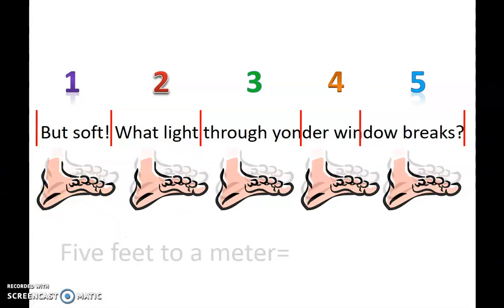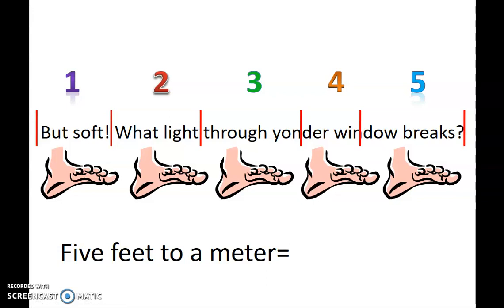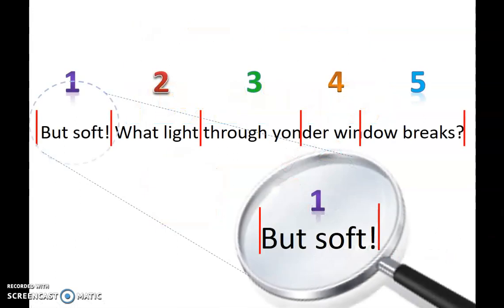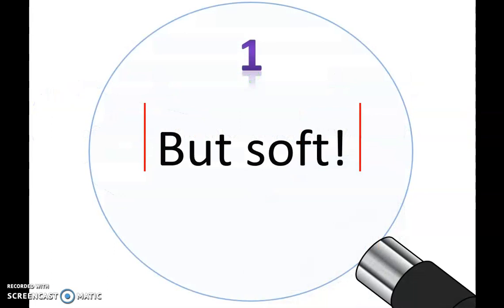Now there are 5 feet to a meter. This is where we get the word pentameter. How many sides are on a pentagon? We've got 5, and then we've got meter. So there are 5 feet in a meter. Think pentagon. Now I'm going to zoom in on this foot. We're just going to look at a foot. We know where we get the word pentameter in iambic pentameter. It means there are 5 feet in a meter. But what is an iamb? I'm going to talk about that next.